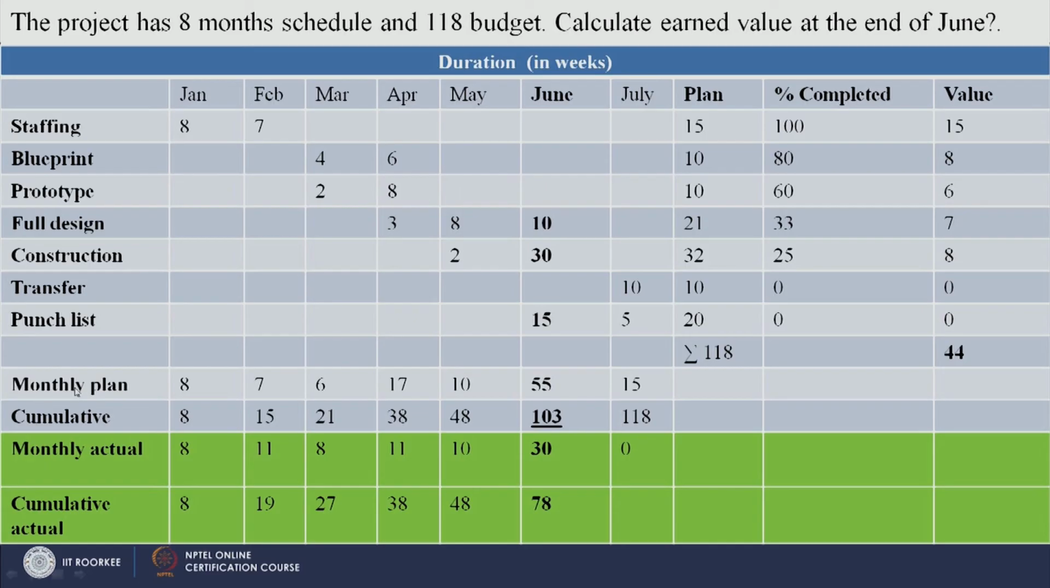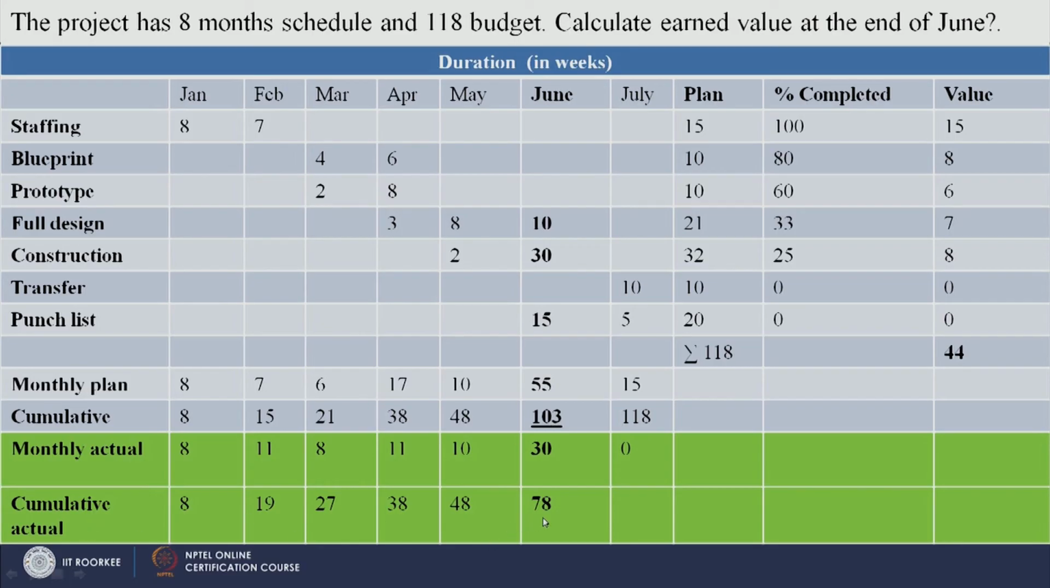Now, monthly plan is this 7, 8, 6, 17, 10, 55, 15, right. So, cumulative plan is 8 plus 7, 15 and so on, right. So, cumulative plan is this and monthly actual 8, 11, 8, 11, 10, 30, right. So, cumulative actual is 78. So, cumulative monthly plan is 103 and cumulative actual is 78.